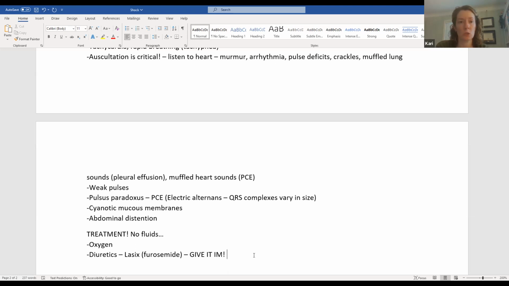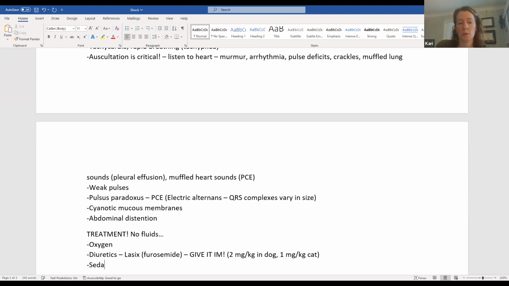It's going to work within 20 to 30 minutes or so. And you can give them an IM dose of Lasix, same dose, and then give them some oxygen and give them a little bit of a break and come back to them. Usually the dose is 2 mg per kg in a dog and about 1 mg per kg in a cat. Sometimes we go higher in cats depending on how they look, but that would be your standard starting dose for Lasix. There are other diuretics that we use, but Lasix is going to be the general go-to.